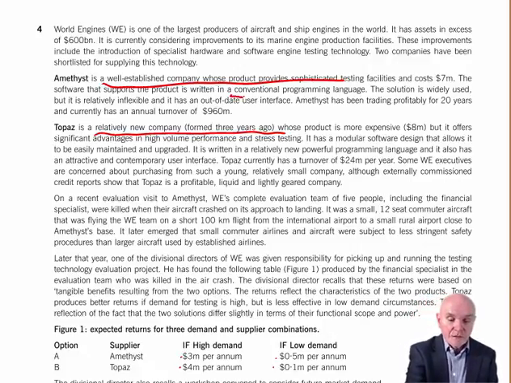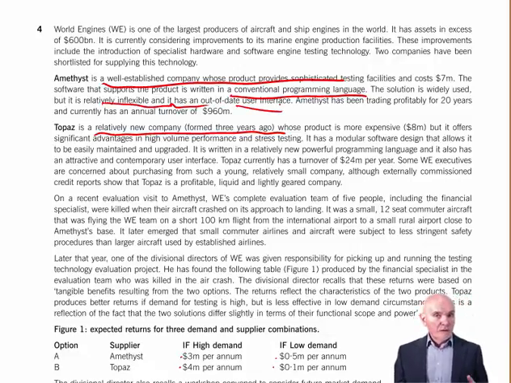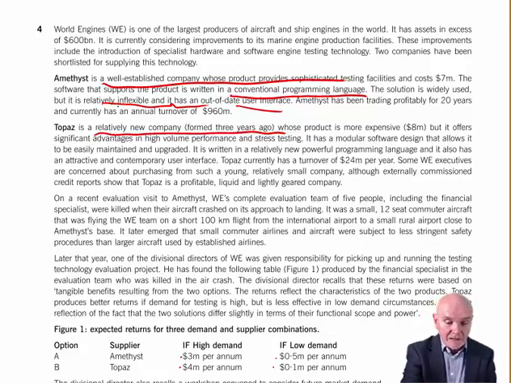It uses a conventional programming language, whereas the solution is widely used but relatively inflexible with an out-of-date user interface. So when you are buying software packages, you should be looking at functionality. What does it do? You should be looking at reliability, response times, user friendliness, what the user interface is like, and flexibility. These are all considerations that we need. And here it's inflexible and it's got an old user interface, which is maybe awkward and difficult for people to use.